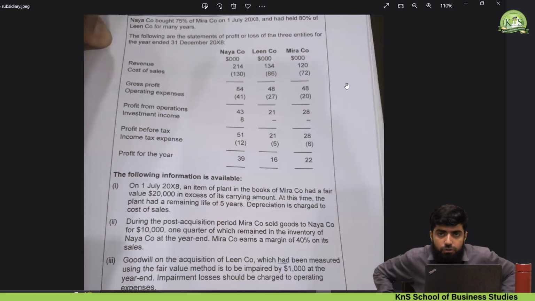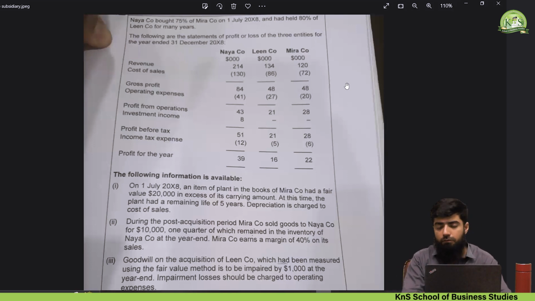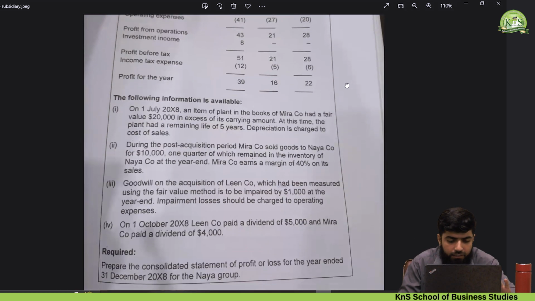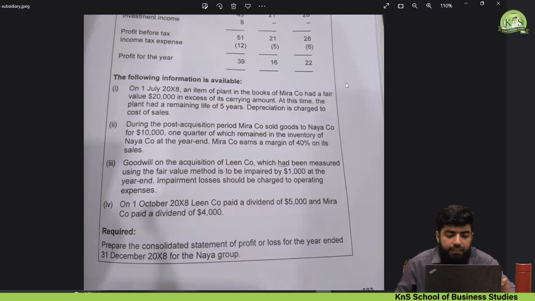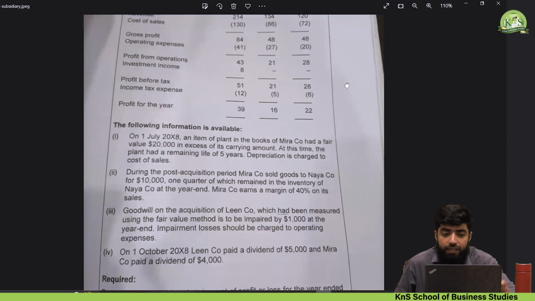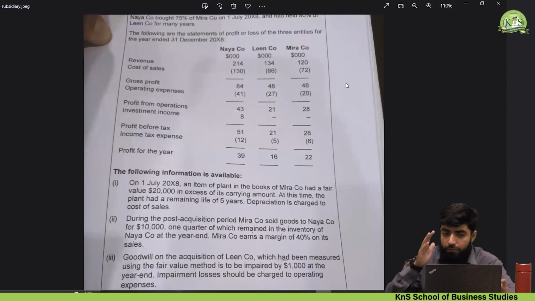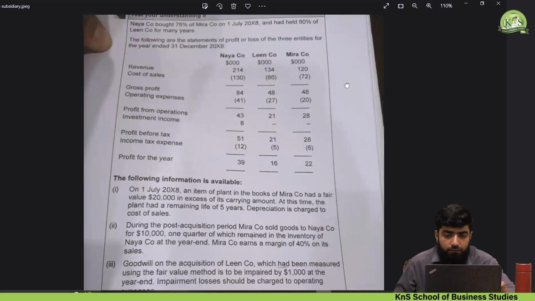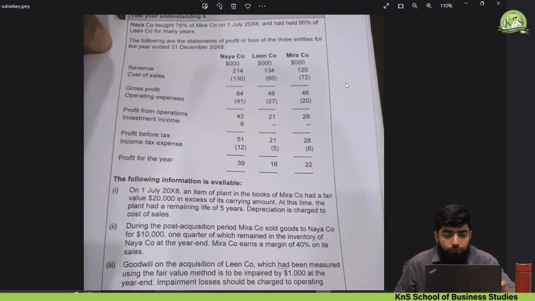Let's read the question, and we'll consolidate the P&L of a parent and multiple subsidiaries. Naya company bought 75% of the Media company on 1st of July 2008. The date of reporting is 31st of December 2008, so this is a mid-year acquisition. And Naya held 80% of Lien company for many years.